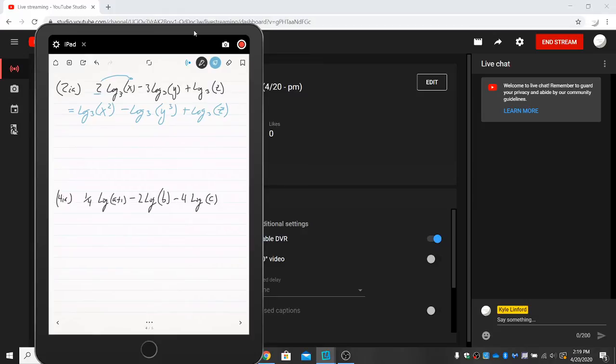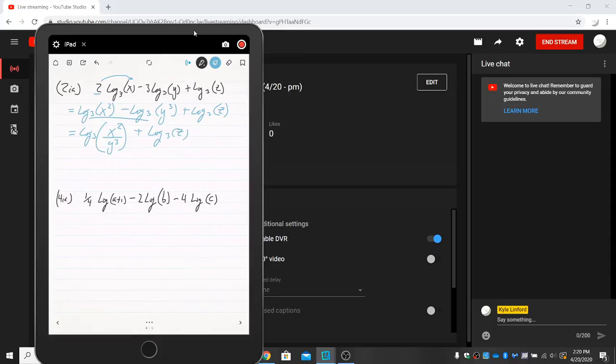Well, I remember when we were subtracting, we were dividing the arguments. So we must have had log 3 of x squared. Let me try to rewrite that a little nicer. X squared, close enough, divided by y cubed. When we were subtracting logarithms, we must have been dividing their arguments. And now we're still adding on a log 3 of z.